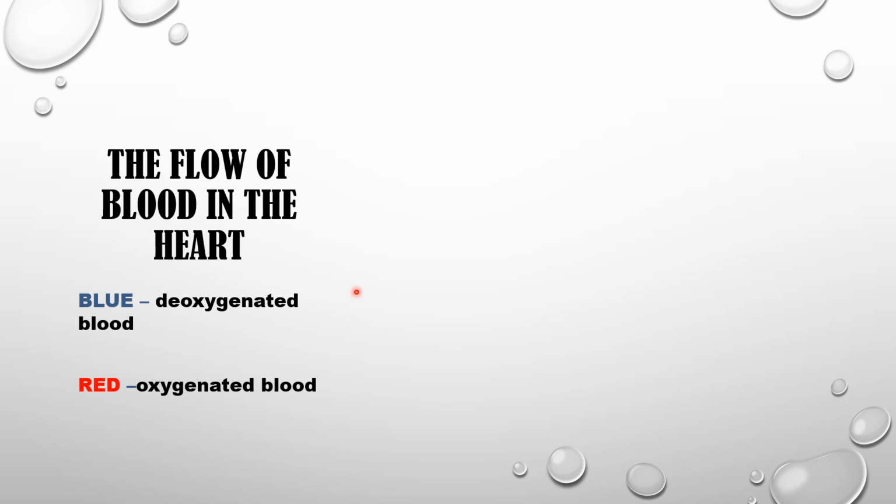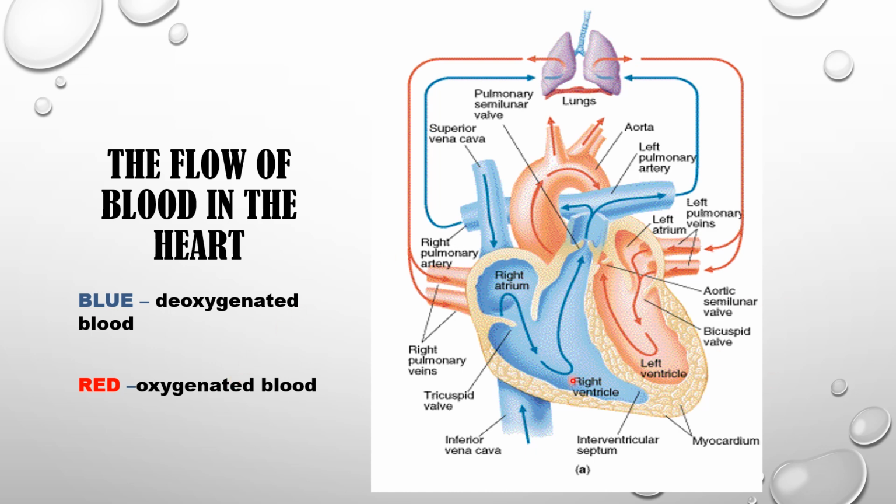So how does the blood flow in the heart? As I've said earlier, there are two types of blood that the heart carries, the deoxygenated and the oxygenated blood. So in this diagram, it shows how the blood flows in the heart. The red arrow indicates the oxygen-rich blood that came from the lungs, and the blue arrow indicates the oxygen-poor blood, or the deoxygenated blood that came from the different parts of the body. So let us trace the flow of the blood.